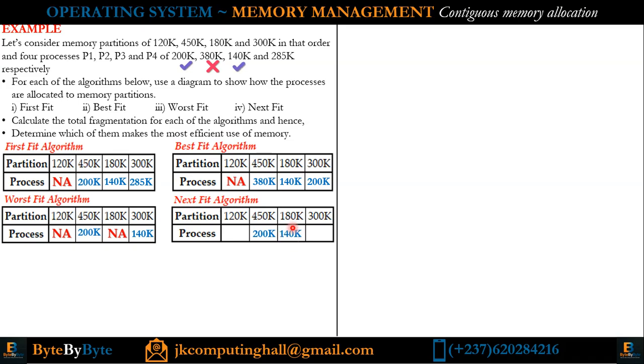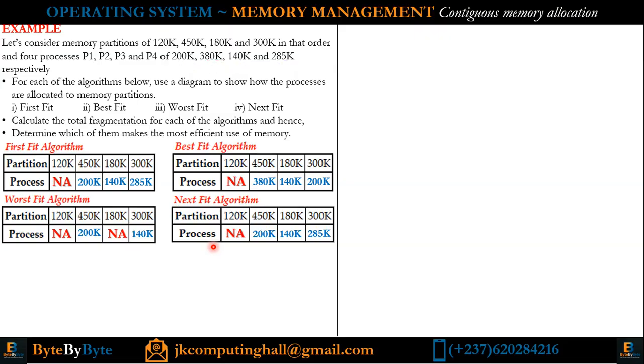Then for the 285k, we start here. Can 300 accommodate? Yes. So it enters here. And we are done with the 285k, and we have the same schema like the first fit algorithm. That's why we said the next fit algorithm is a small optimization of the first fit. So for most of the cases, you will have your next fit algorithm working exactly like the first fit algorithm.